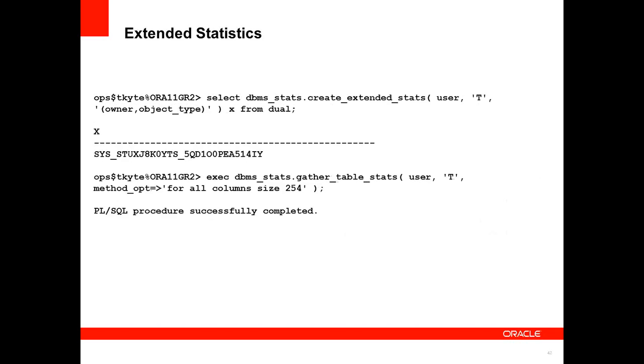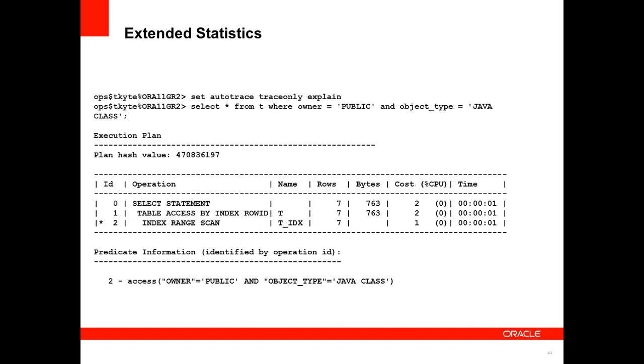So what we will do is create extended statistics on the columns owner, object type. So instead of gathering stats just on owner and just on object type, it's also going to gather stats on owner, object type simultaneously. So we go ahead and we gather those stats and we rerun that query, and notice the estimated cardinality drops from 9,000 down to 7. 7 is close enough to 0 to get the right query plan. The query plan has in fact changed. Because we got the right cardinality, we get the right query plan.